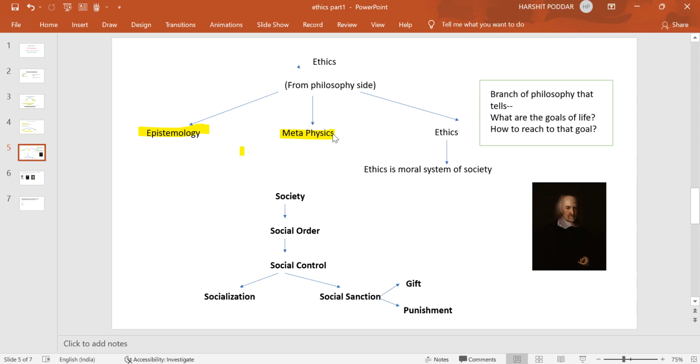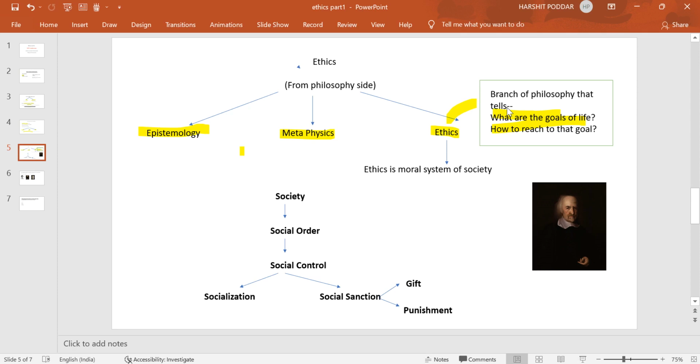Now let's come to ethics, Niti Mimamsa, from the philosophical side, that is, how philosophy defines ethics in its sense. Therefore we can say it is the branch of philosophy that tells us what the goals of life are and how to reach those goals. What are the means to reach that goal? That branch is ethics. If we explain from the philosophical side, ethics is the branch of philosophy that talks about the goals of life and how to reach that goal.